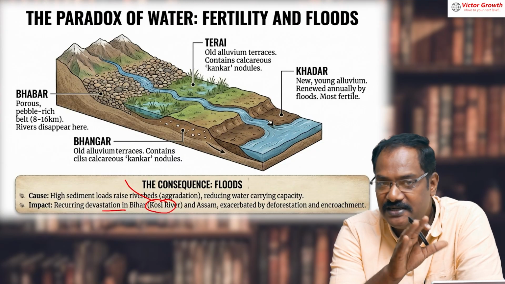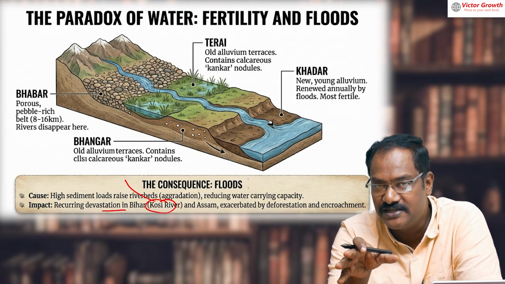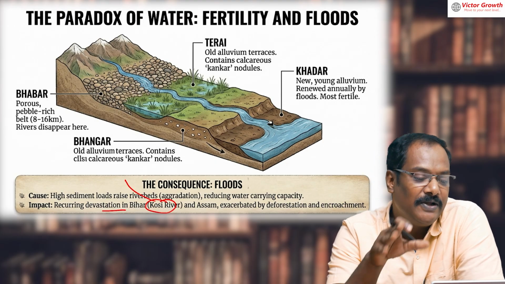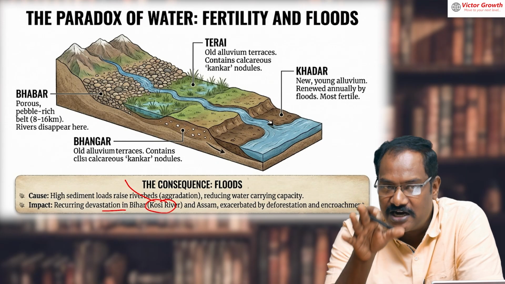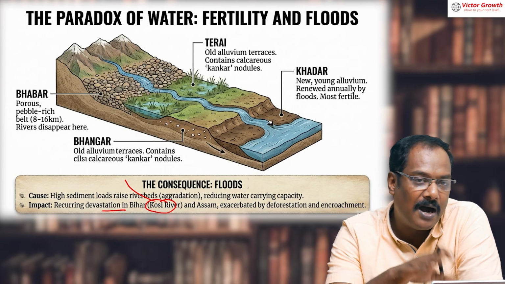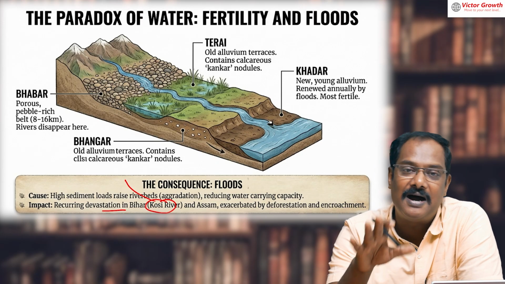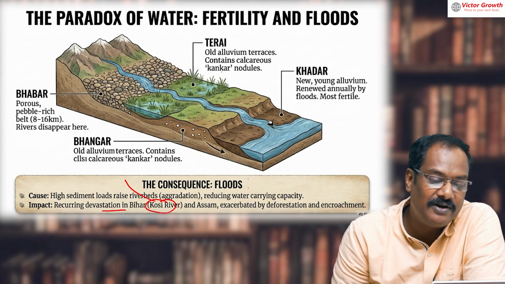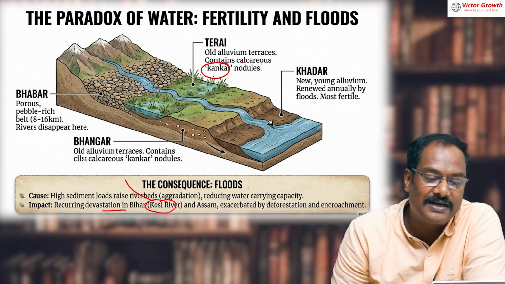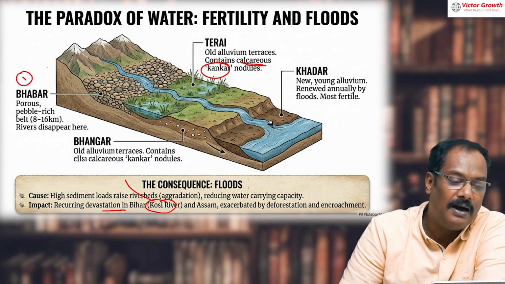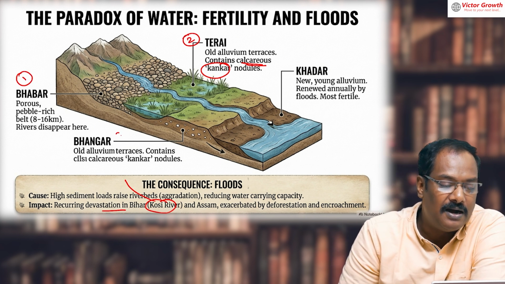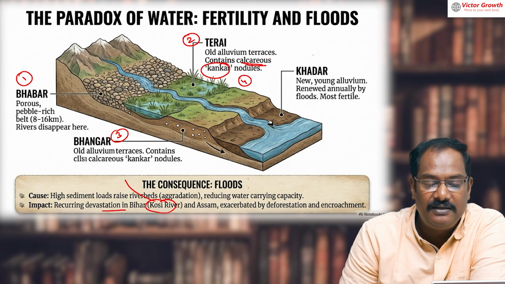So you understood Bhabar is found in the foothills of the Himalaya. No surface water, no vegetation also. But Terai has very good soil, marshy land. Vegetation is very good. Bangar is old alluvium. Khadar is new alluvium. One more is Kankar. This Kankar is a calcareous deposit. Please write down Kankar. So these 5 things you should know: Bhabar, Terai, Bangar, Kankar, and Khadar.